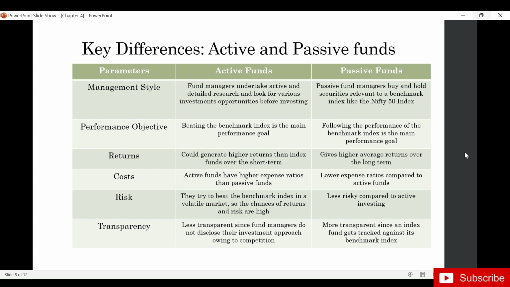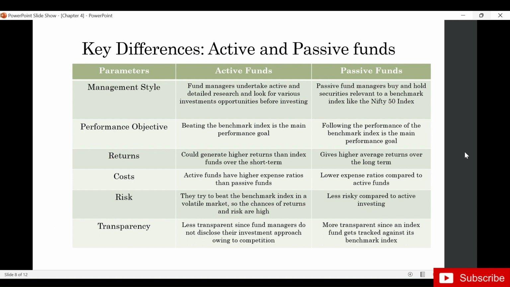Now the next parameter is cost or expense ratio. Active funds have higher expense ratios than passive funds. This is because active funds have to hire fund managers who undertake the active and detailed research. Passive funds usually have lower expense ratios because they only have to track the index and hence the expenses involved are much lesser. The next parameter is risk.